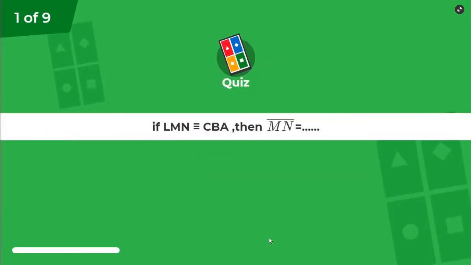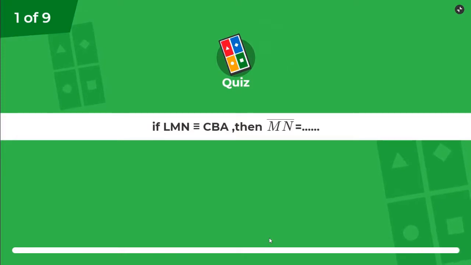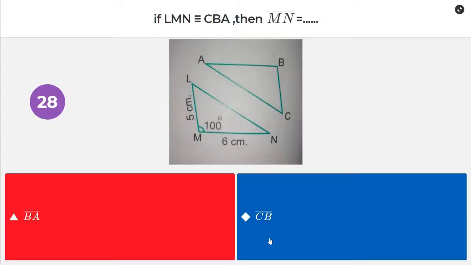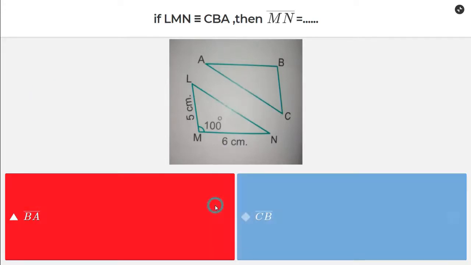Let's start with exercises on congruence. Example number one: if LMN is congruent to CBA, then MN equals what? We know from remark one that two congruent polygons are written in the same order. So MN, which is the second and third letter in the first triangle, will be equal to BA, which is the second and third letter in the second triangle. So MN equals BA.